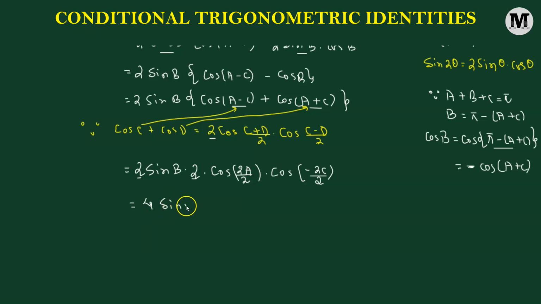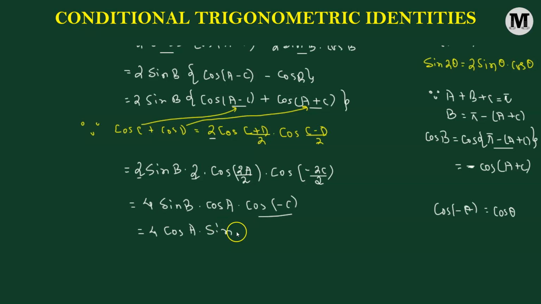4 times sine of the angle B multiplied by cosine of 2A over 2, that's simply going to be A, multiplied by cosine of negative C. Now luckily for us, cosine is an even function, meaning cosine of negative theta is the same as cosine of theta. So finally we have 4 times cosine of angle A multiplied by sine of angle B times the cosine of negative C, which can also be expressed as cosine of positive C, and this is exactly the expression on the right hand side. So let's verify.